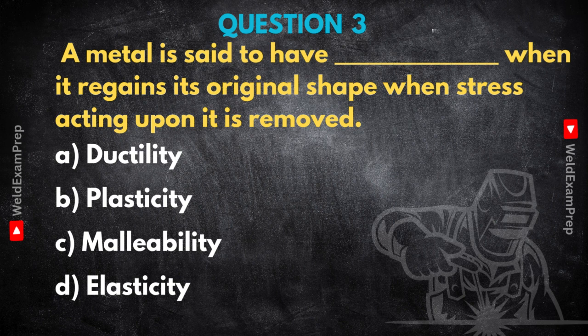This question is testing fundamental material properties, and the property where a material returns to its original size and shape after you remove the force that was deforming it. That's elasticity. Option D. Elasticity, like a rubber band. Perfect analogy. You stretch it, let go, it snaps back.